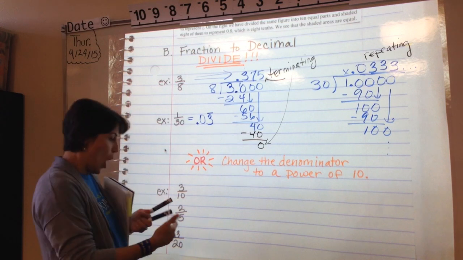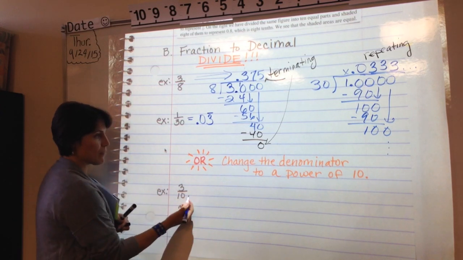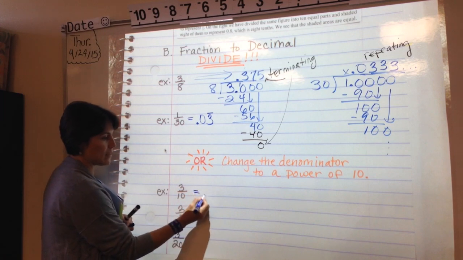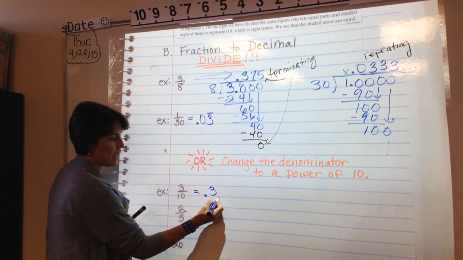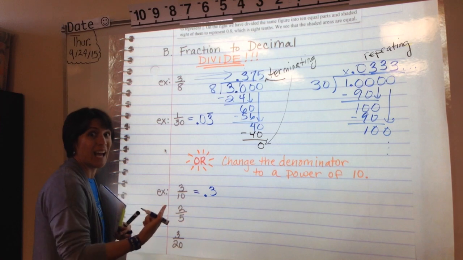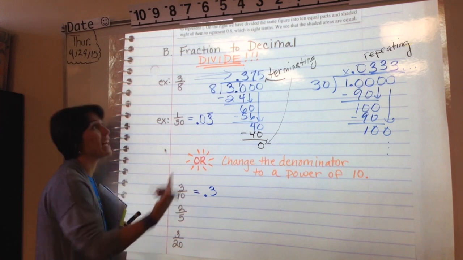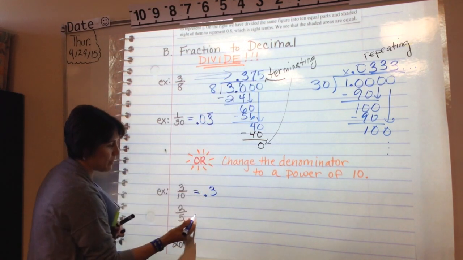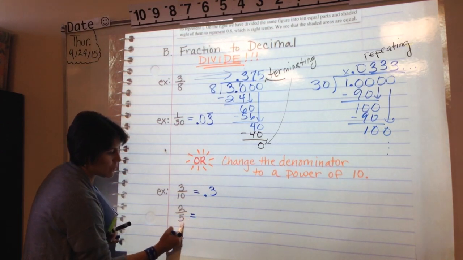Yeah, I'll show you. Okay, so 3/10 is 3 in the tenths place. Easy? Yeah? So we're just changing these fractions back to their decimal form. All right, this one right here.